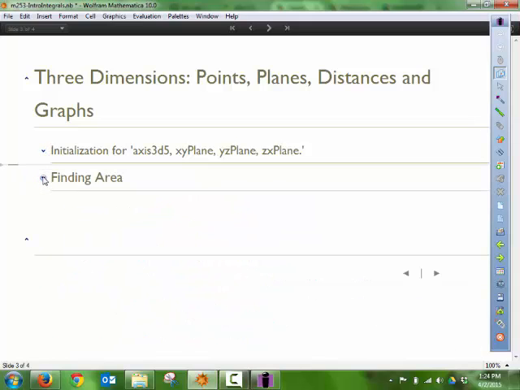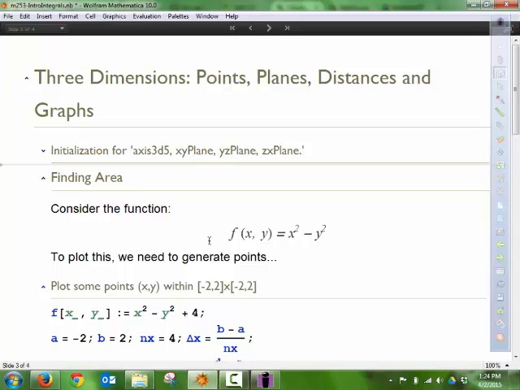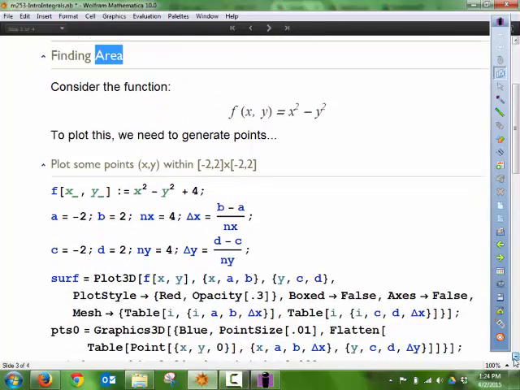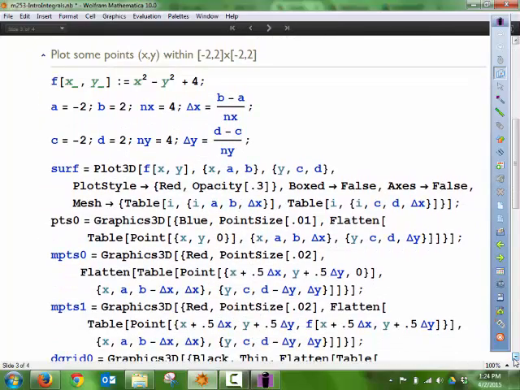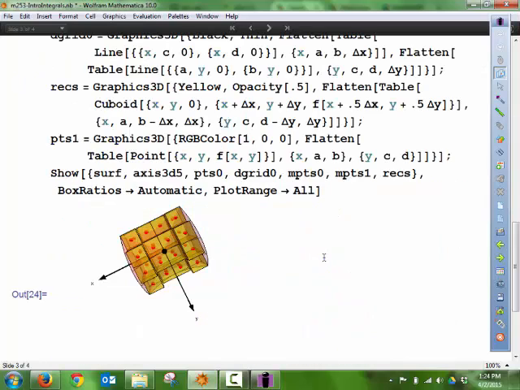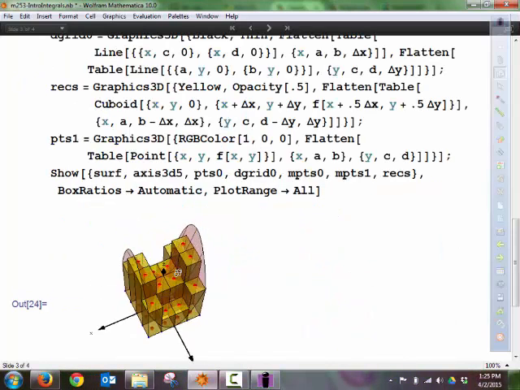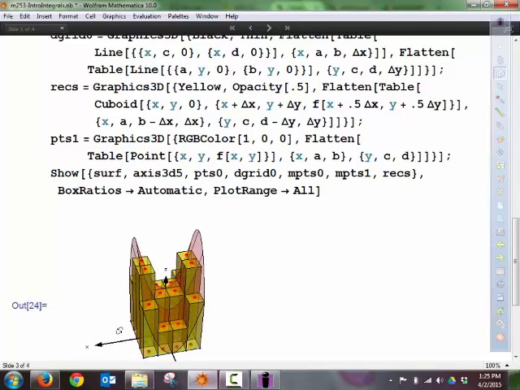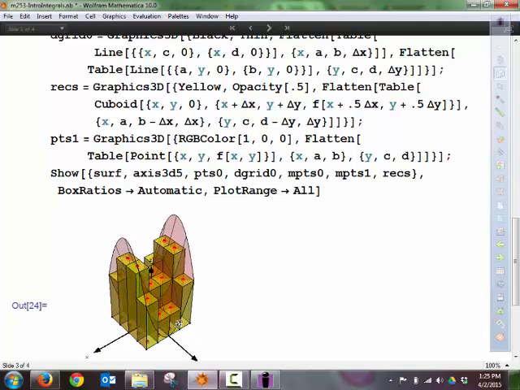I guess this should be finding volume, but anyways. Oh, this is just a code. I didn't make it into a nice little change parameter thing. So I took the saddle as the function and I moved it up a little bit so you can see.